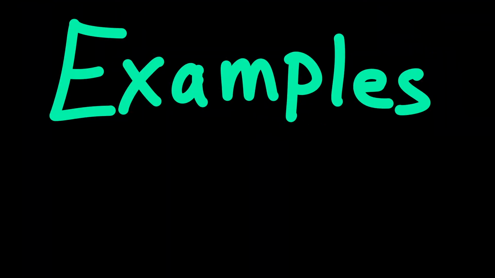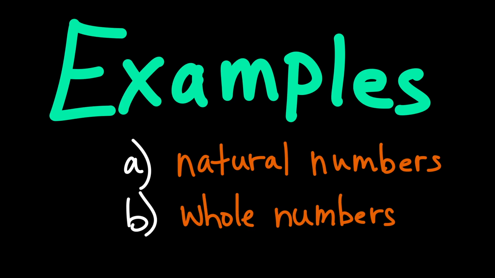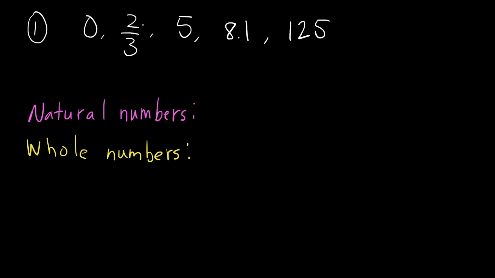Now let's take a look at a few examples, and we are going to determine whether the following numbers are A, natural numbers, B, whole numbers. So our first problem, we have the numbers 0, 2/3, 5, 8.1, and 125. So remember, natural numbers are 1, 2, 3, 4, 5, and so on, and whole numbers are all of the natural numbers and 0. So let's start with looking for natural numbers.